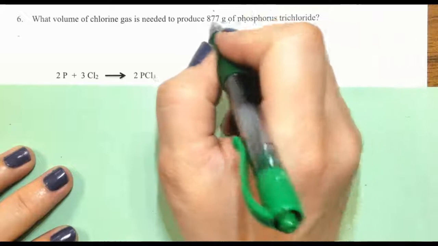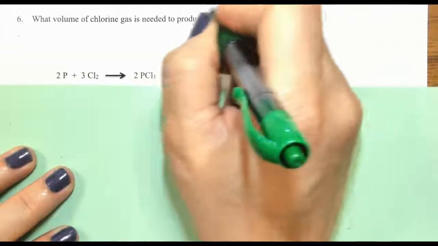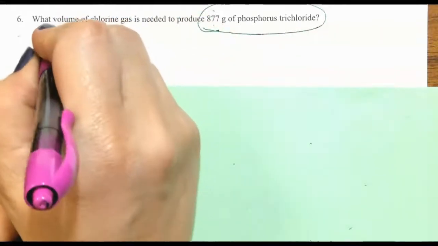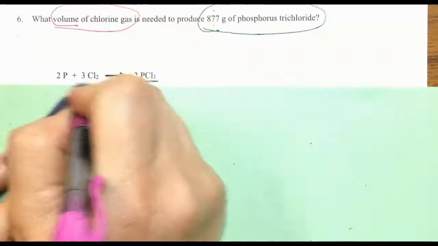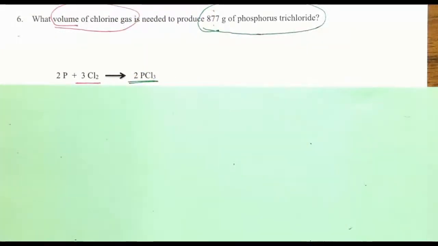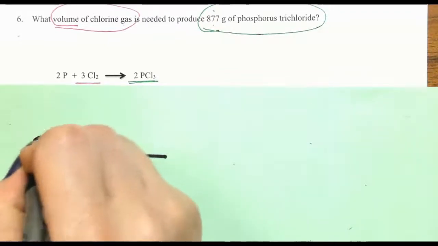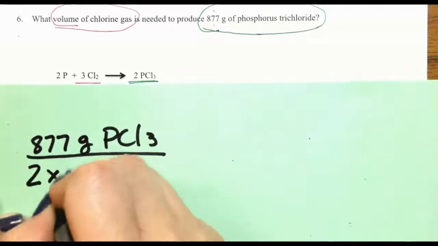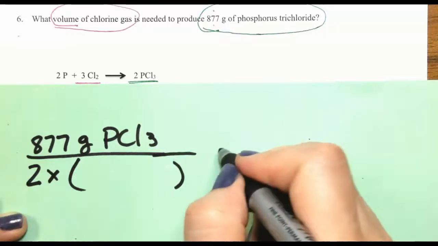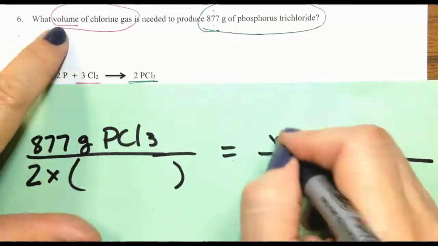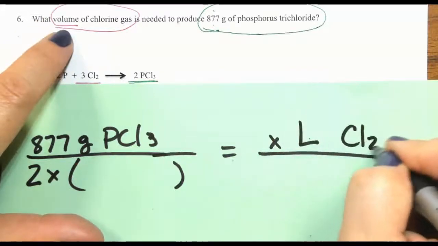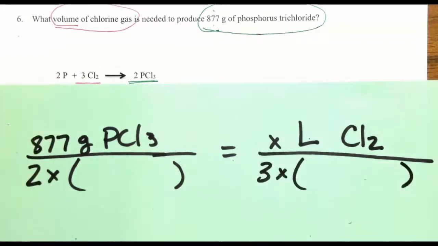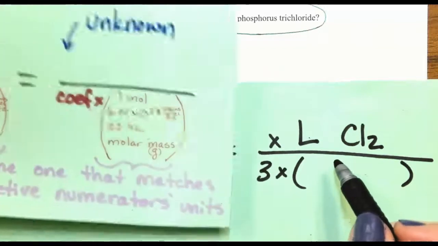Here's our final calculation. The given is 877 grams of phosphorus trichloride, which is this right here. That's got a coefficient of 2. And our unknown is what volume of chlorine gas, and that's going to be this right here. So we're going to set up our proportion where my given is 877 grams of PCl3. I'm going to put the coefficient underneath times, and we'll see in a minute what goes down there, equals, and my unknown is x, volume is liters of chlorine gas, and chlorine is this, so my coefficient is 3 times something in the parentheses.